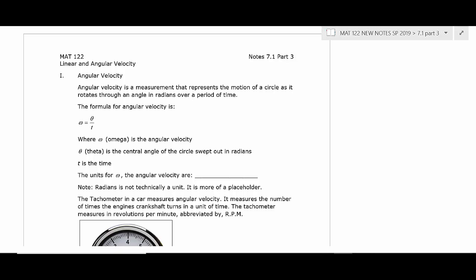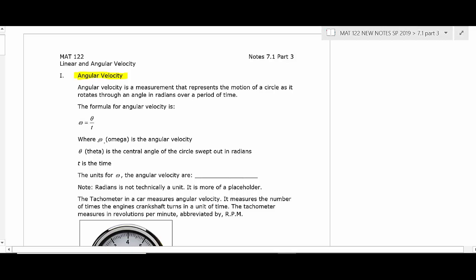Alright, so to begin with, we're going to be talking about angular velocity, and this is a little bit of physics. You've certainly seen this before. In fact, you can think about angular velocity every time you drive your car. Angular velocity is a measurement that represents the motion of a circle as it rotates through an angle in radians over a period of time. The formula that we'll use is omega equals theta over t.